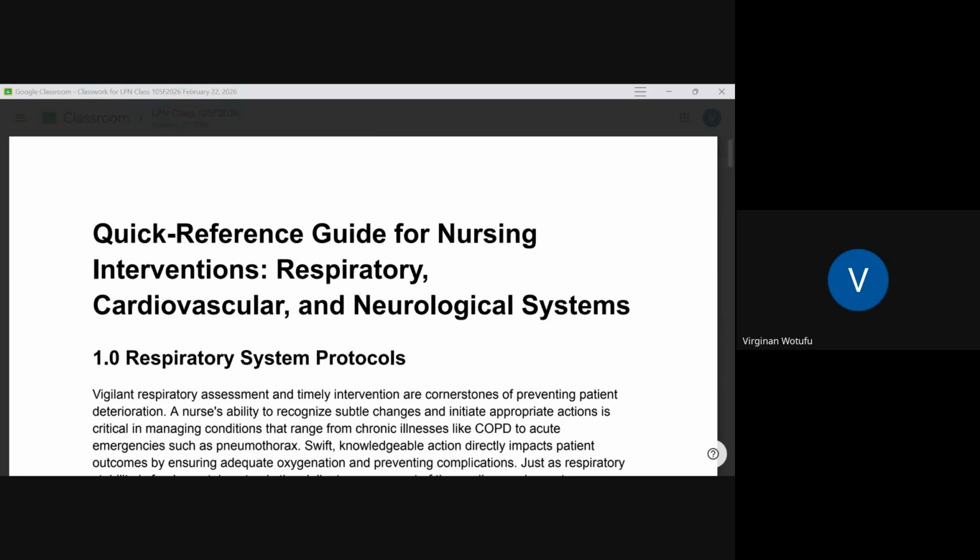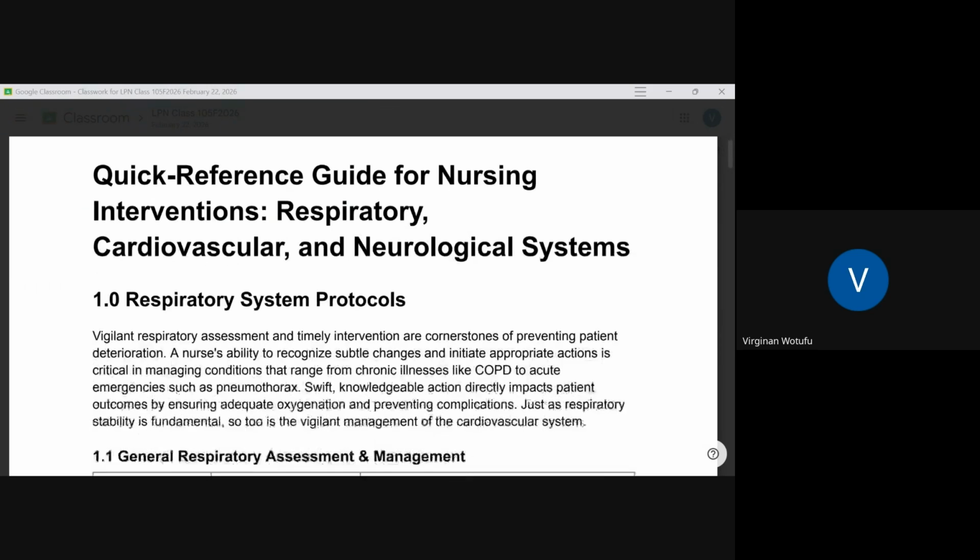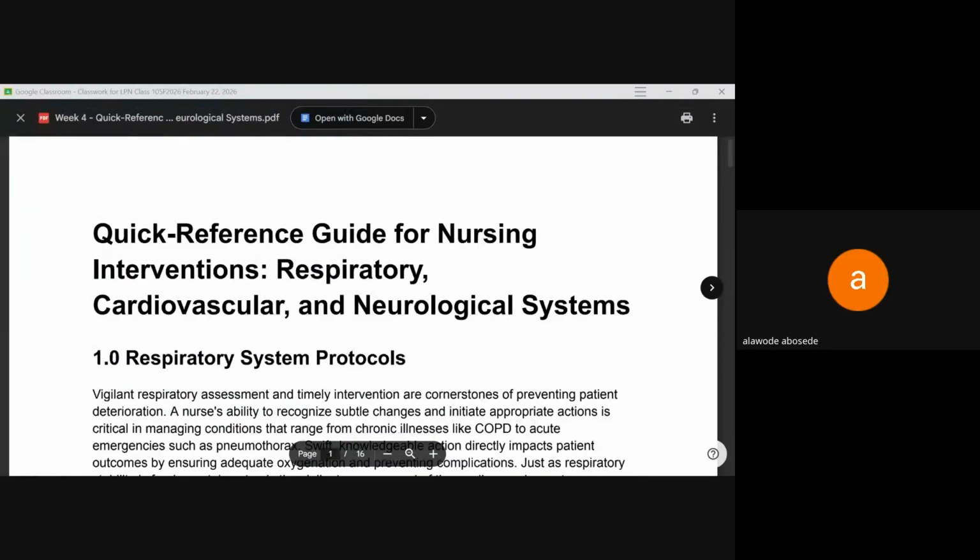Can we all see my screen? Yes, sir. Okay, that's great. So this will be a quick run through of these three systems, just a revision. We look at the assessments, the nursing interventions, and some pertinent aspects concerning them. And then, as always, we look at some questions at the end to test our knowledge on what we have discussed so far.